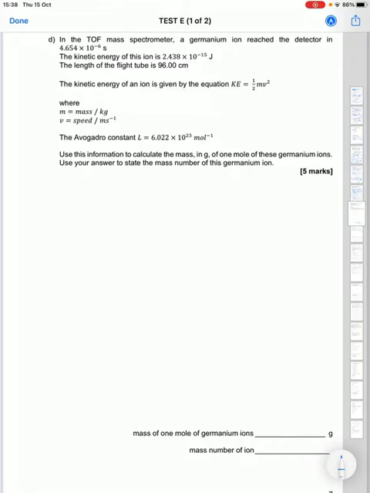Okay. So in the time of flight mass spec, we've got the time here. We've got the energy here. We've got the distance here, but that's in centimetres and it needs to be metres. Kinetic energy, that's in joules, and in this equation here that needs to be in kilojoules.